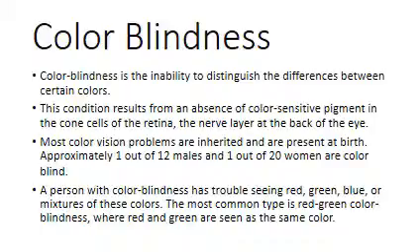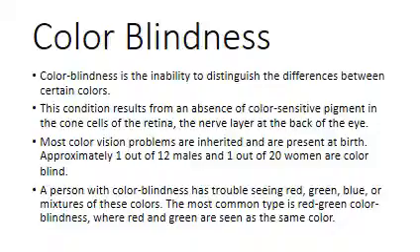Color blindness. Color blindness is the inability to distinguish the differences between certain colors. This condition results from an absence of color-sensitive pigment in the cone cells of the retina, the nerve layer at the back of the eye. Most color vision problems are inherited and are present at birth. Approximately 1 out of 12 males and 1 out of 20 women are colorblind.